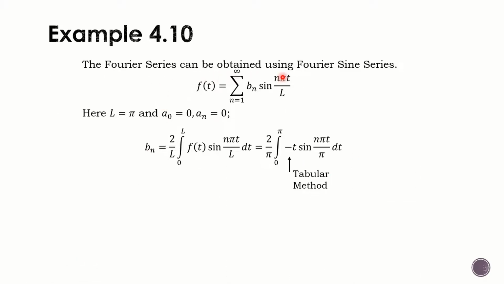The Fourier series can be obtained using the Fourier sine series for an odd function: f(t) equals the summation of b_n sin(n pi t over L), n equals 1 to infinity, L equals pi. You have to write down that the coefficients a naught equals 0 and a_n equals 0. Then you only need to calculate b_n. The formula is here. Substitute L equals pi: 2 over pi, integration from 0 to pi of minus t sin(n pi t over pi). So you can cancel out the pi here.